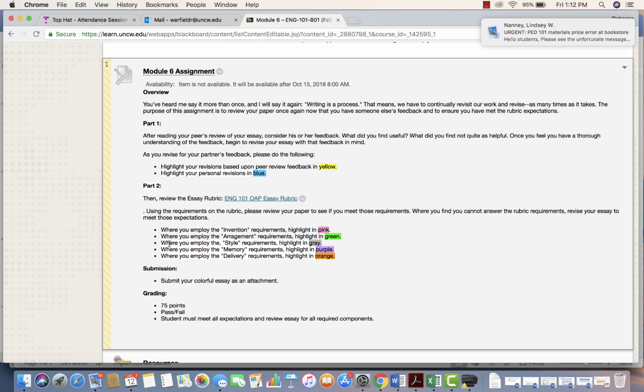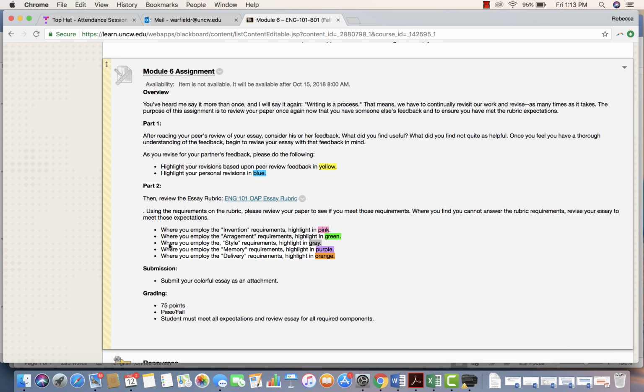So here, I'll read through this step by step. You've heard me say it more than once, and I will say it again. Writing is a process. That means we have to continually revisit our work and revise as many times as it takes. I'll pause there. A lot of times I hear my students say that they think it takes 3 revisions to have a piece of writing complete. I'm not sure where that number came from, but there is no magic number. Maybe it's 3, maybe it's 300, right? I don't know. So there's no magic number. We revisit our work and revise as many times as it takes.